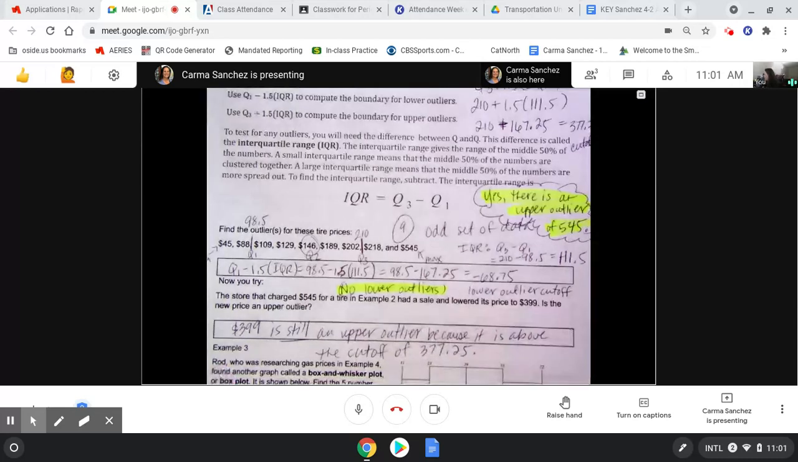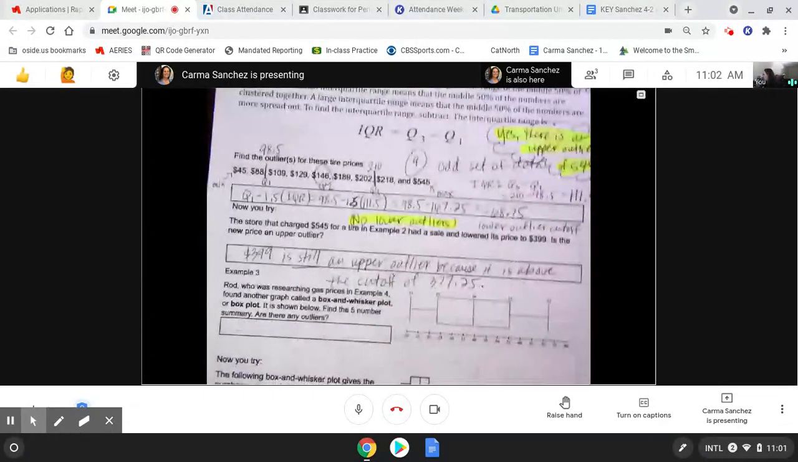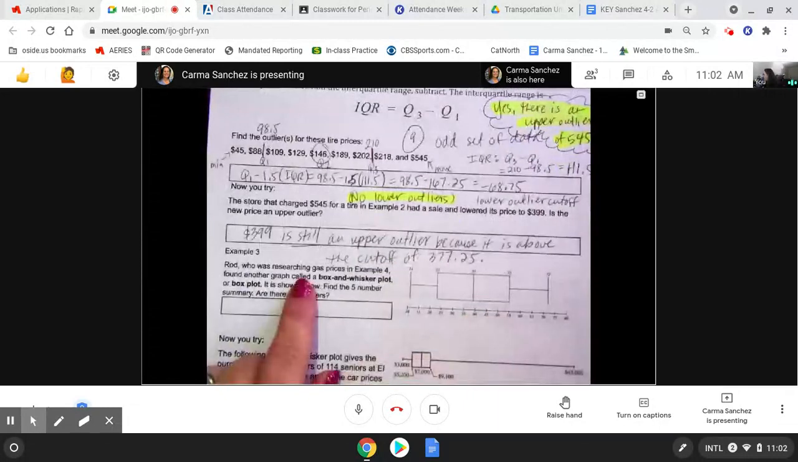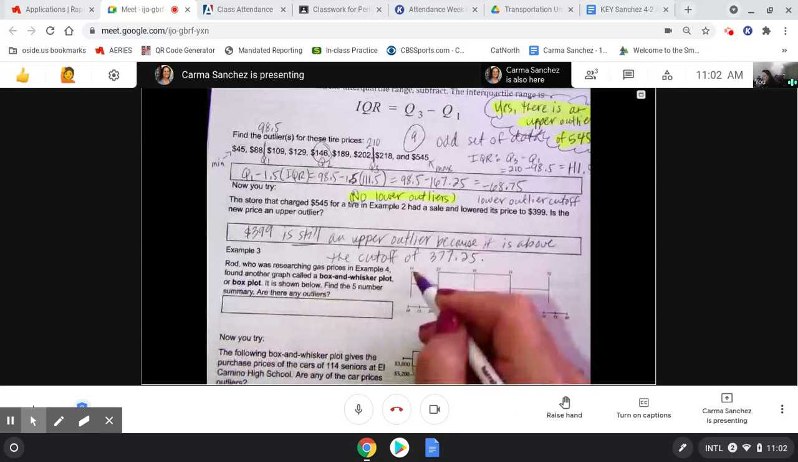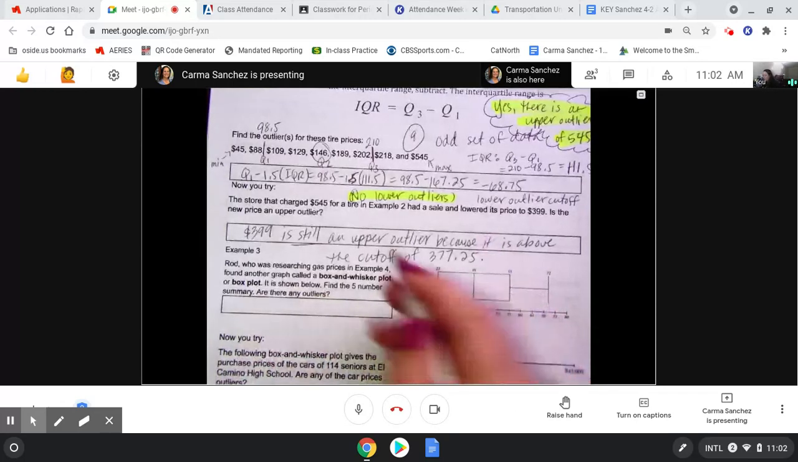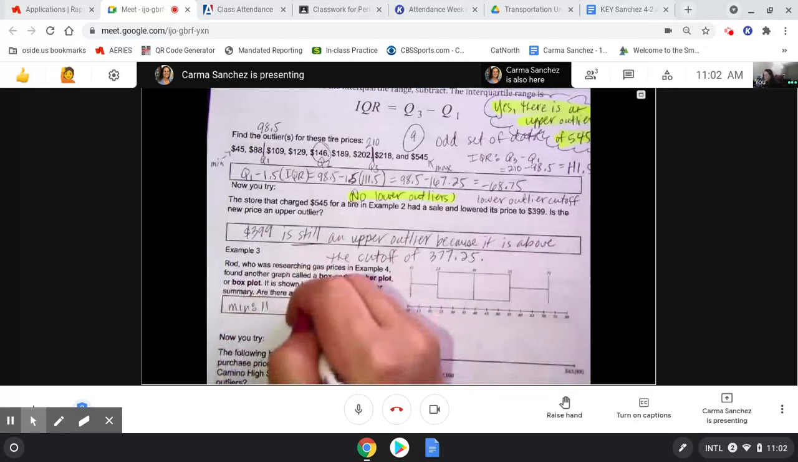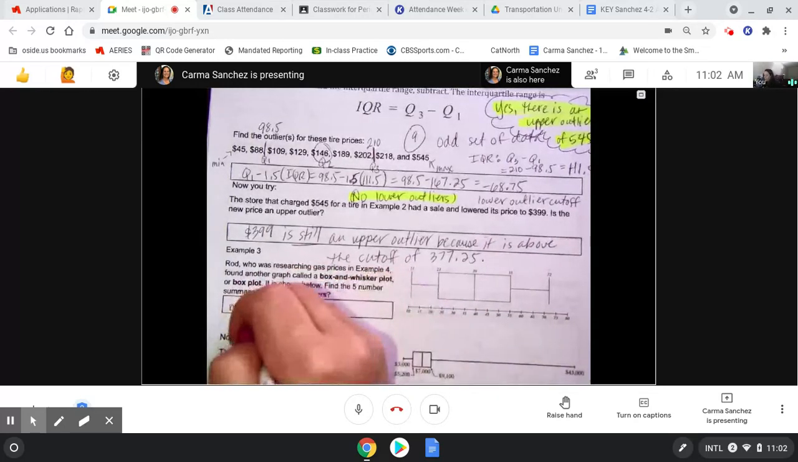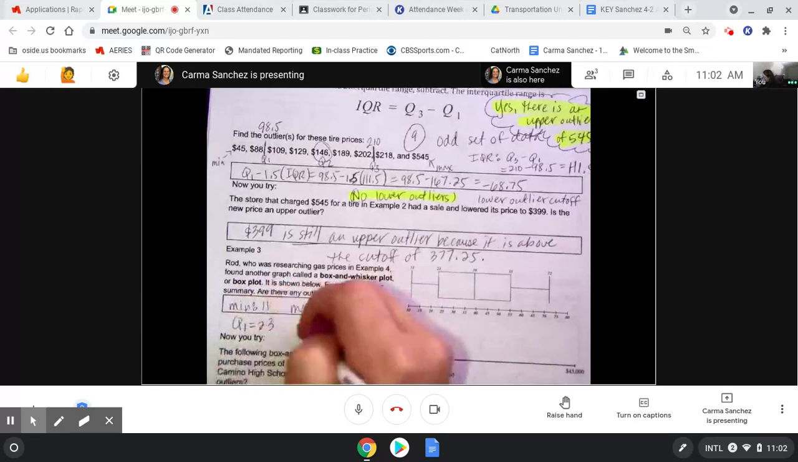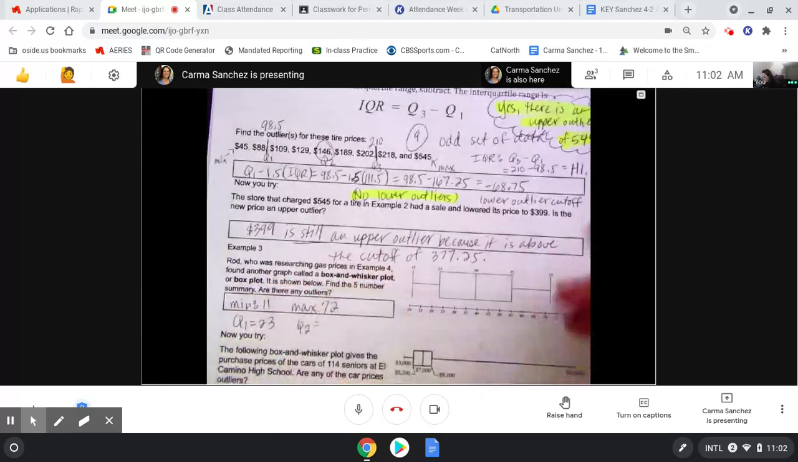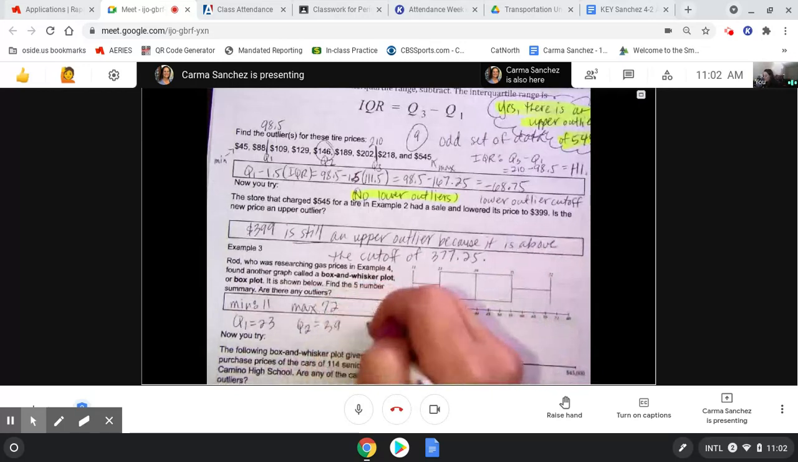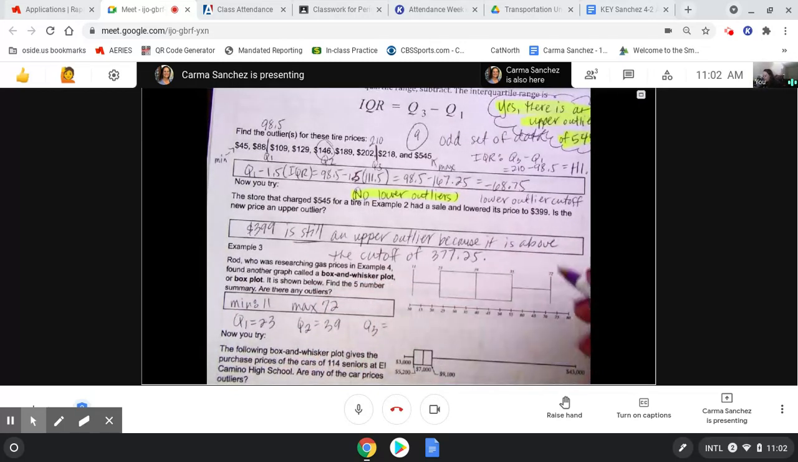Okay, in this example, we're being given this box plot. Rod, who's researching gas prices, found another graph called a box and whisker plot or a box plot. Find the 5-number summary and tell me if there's any outliers. So in this one, see this number right here? This is telling me that the min is 11. That's telling us that the max is 72. The Q1 is 23. The Q2 is 39. And the Q3 is 72.